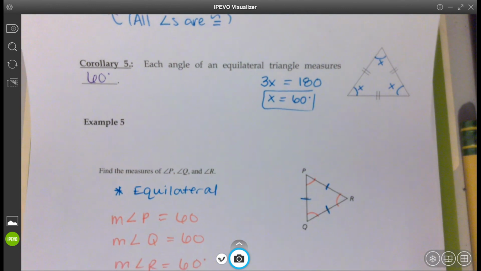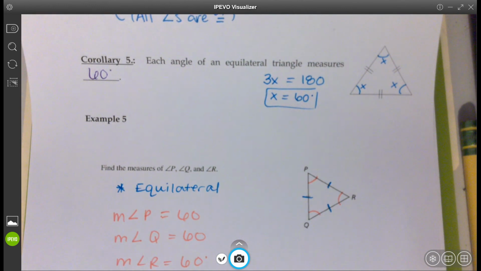All right, so now what we're going to do, we're going to apply those skills and see how we can build connecting equilateral triangles and isosceles triangles in class.